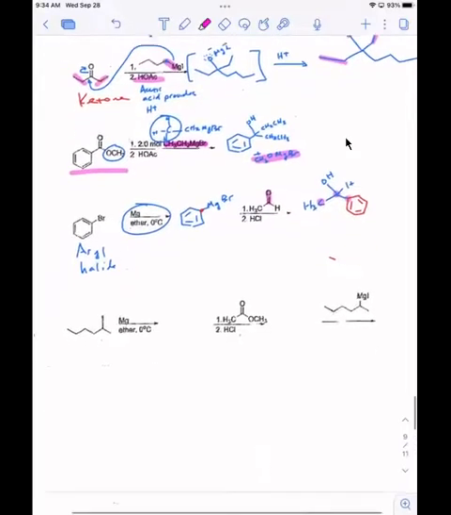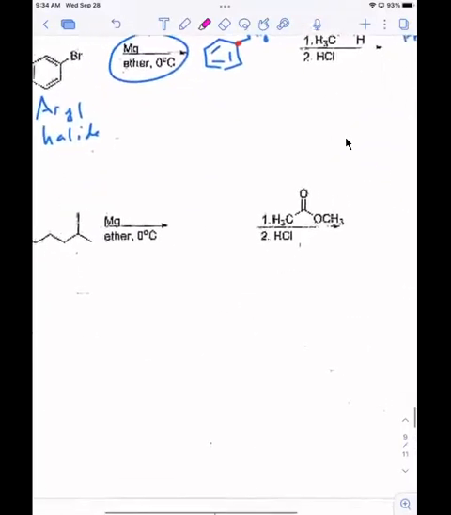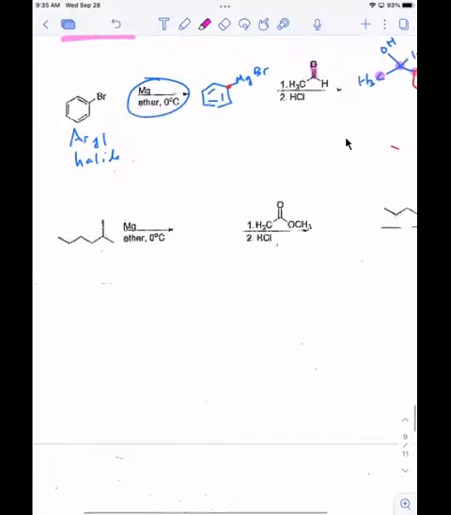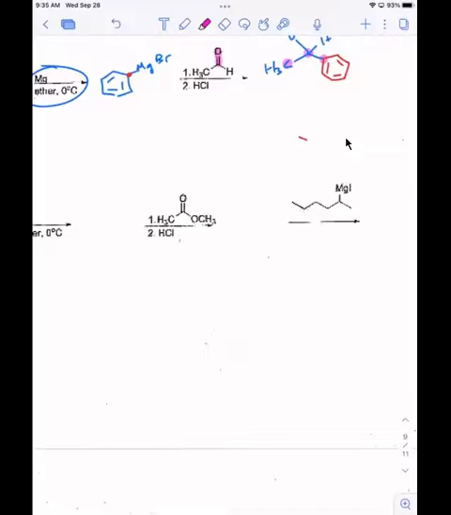Let's do the last example, but I need somebody to do it. I'm not doing it. So somebody else can explain to me what's happening in the first step and the second step and in the third step. Help me out.